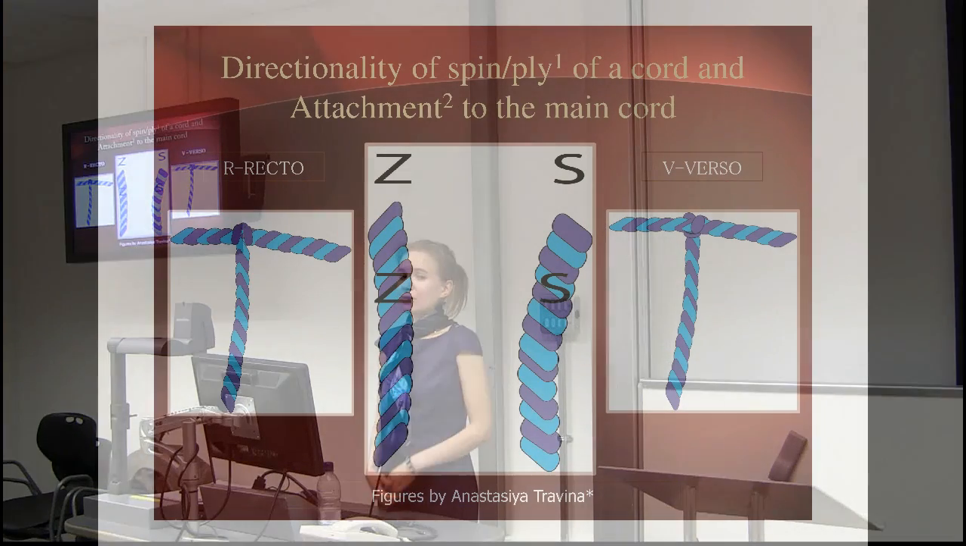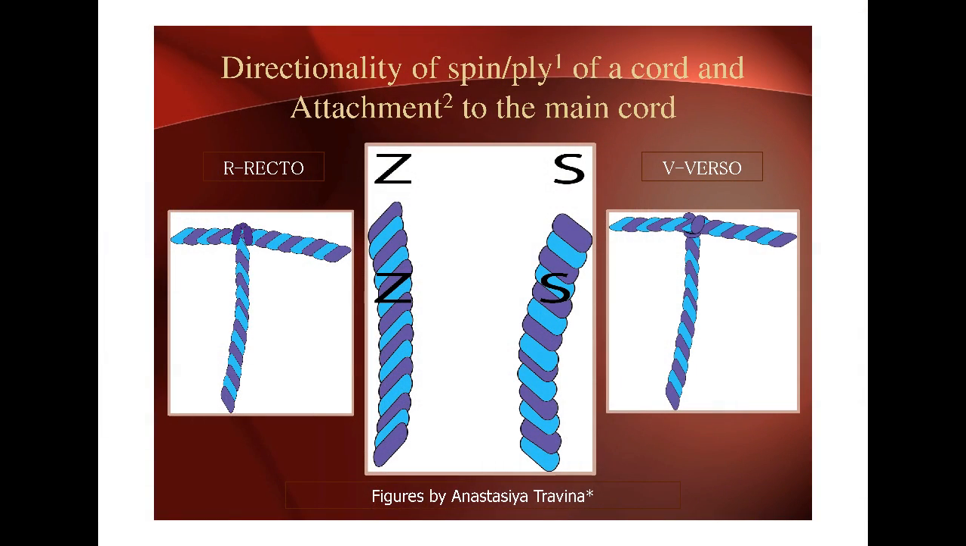So what it looks like, basically, there's one main chord, and there are smaller chords attached to the main chord, and there are two different types of attachments. And these terms are typical for textile terminology, so if you're an archaeologist who works in textiles, you'll probably understand what I'm talking about.